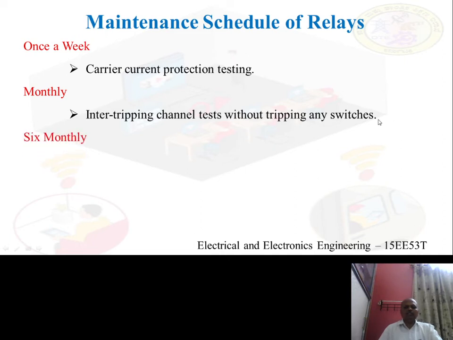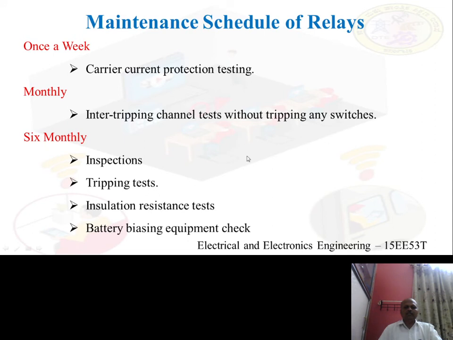Once in 6 months, we have to do inspections of the relay. Tripping tests, we have to conduct the tripping test. Insulation resistance test. Battery biasing equipment check, we have to do all these checks and tests after every 6 months.